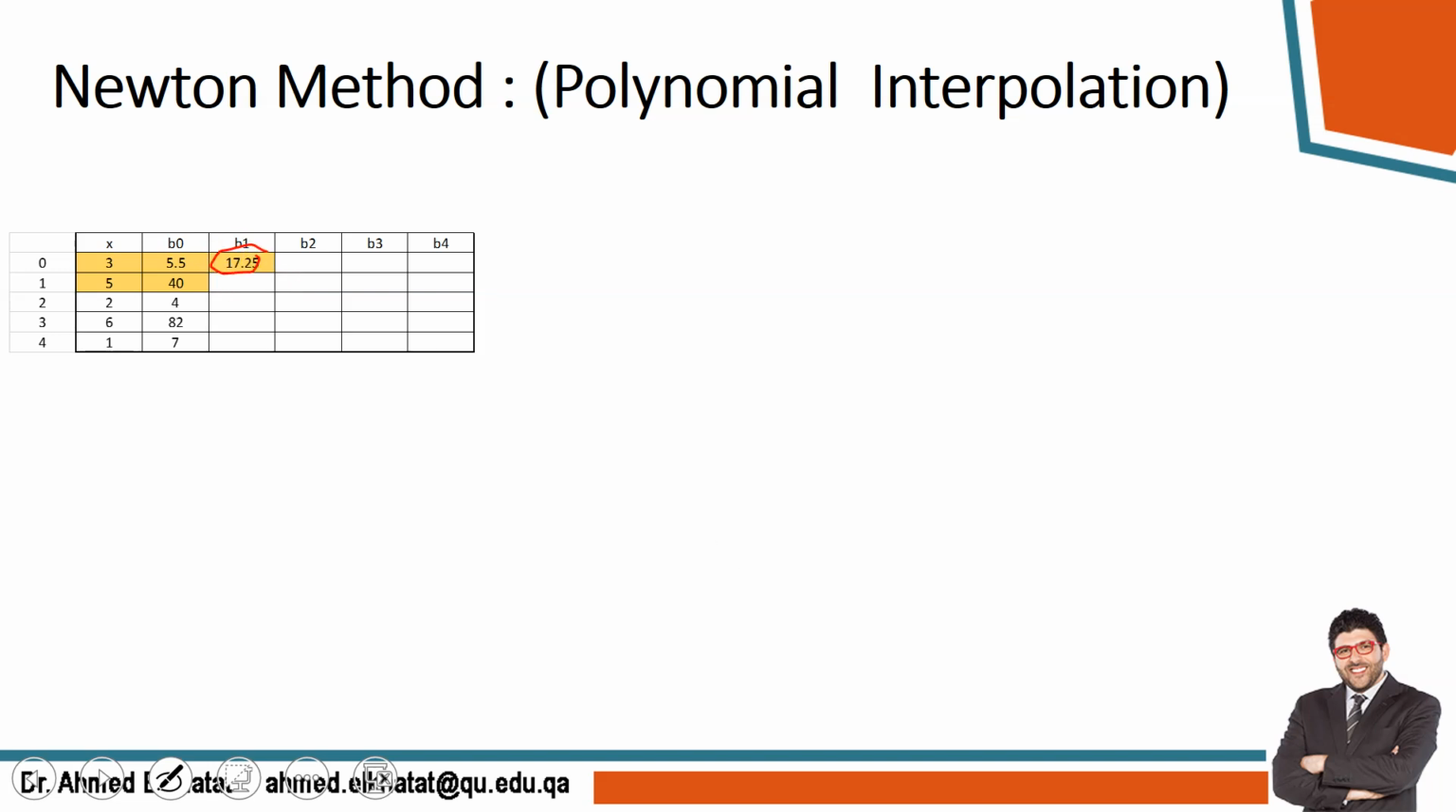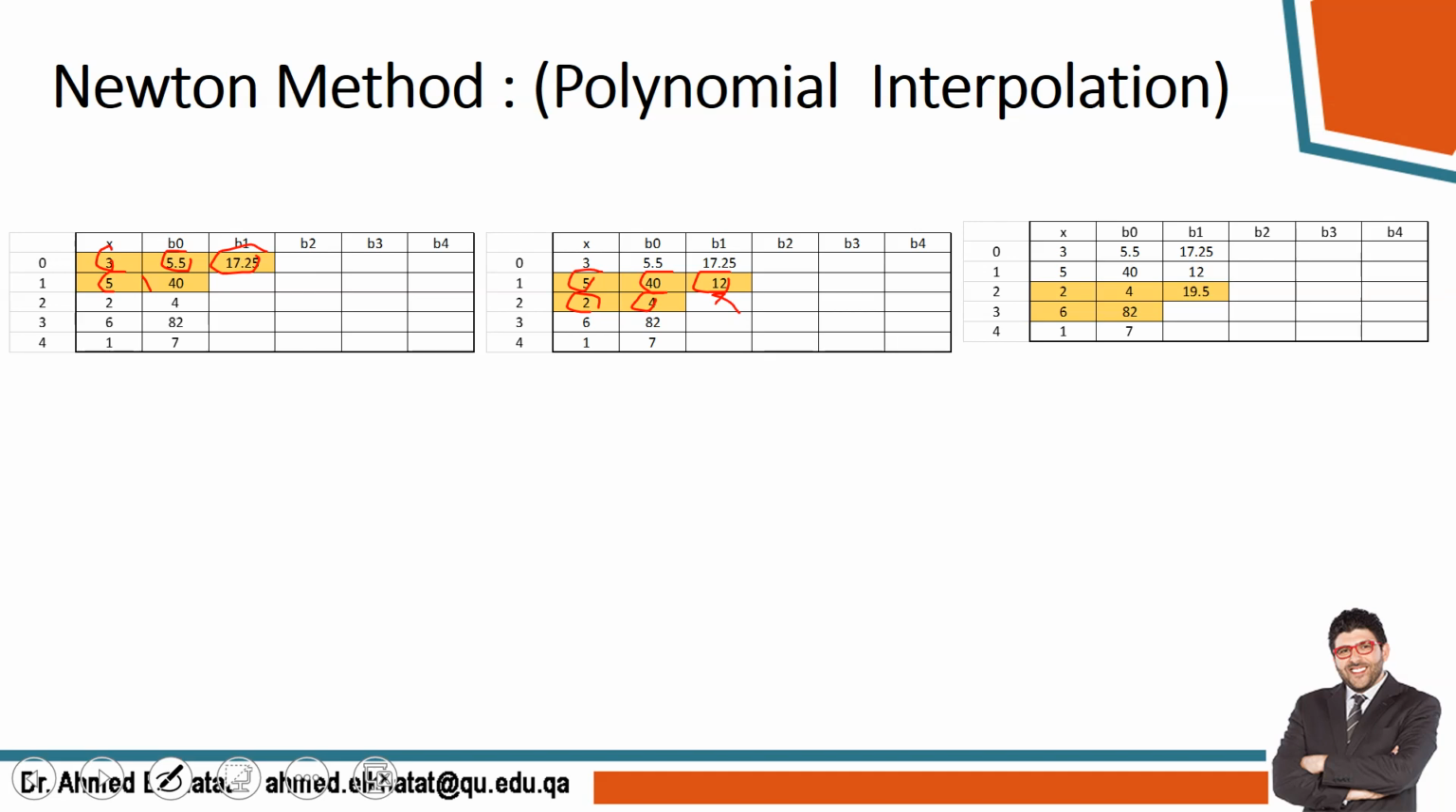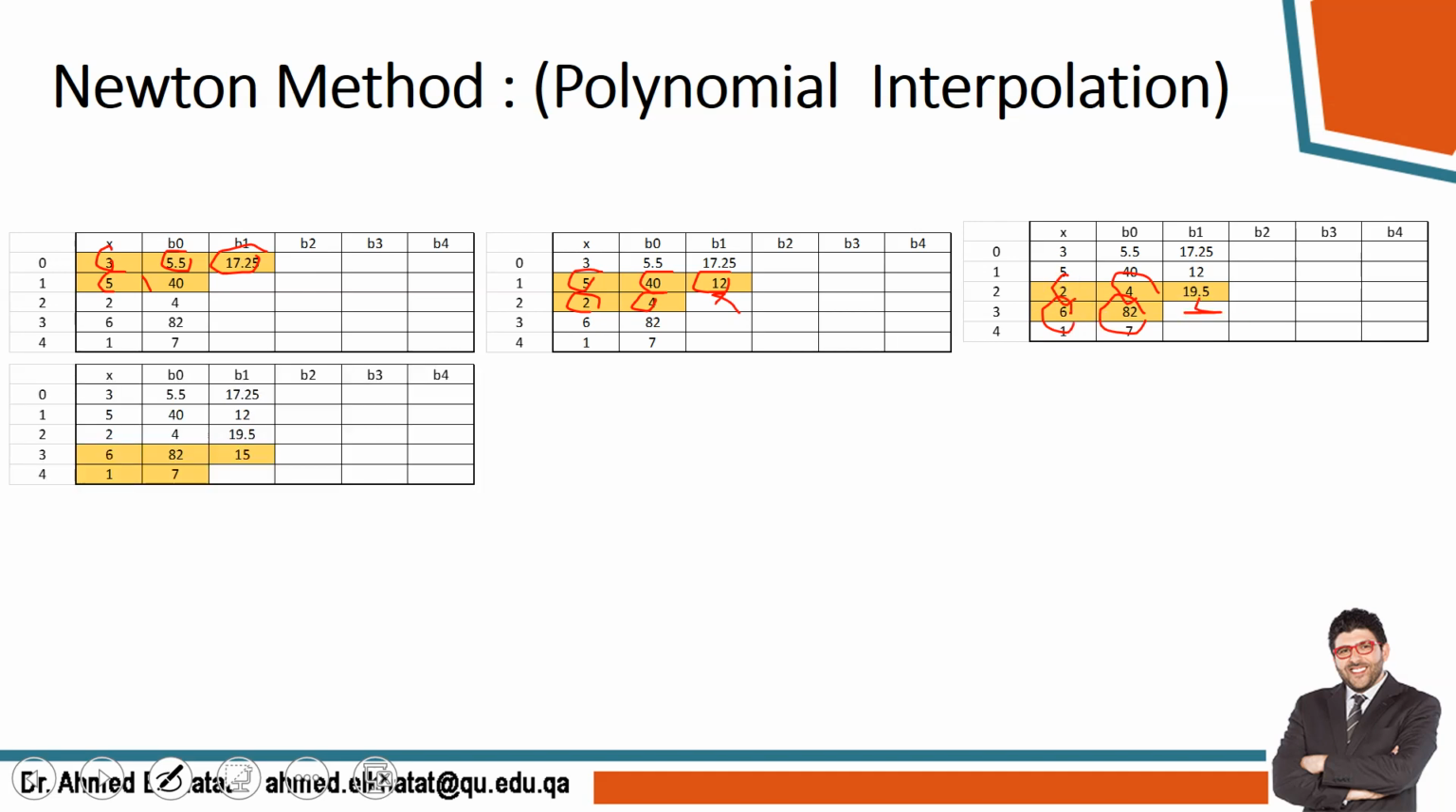To create p1, it is calculated from the slope: 40 minus 5.5 over 5 minus 3. Then calculate the next p1: 4 minus 40 over 2 minus 5. Then calculate the next value: 82 minus 4 over 6 minus 2. Then the next value: 7 minus 82 over 1 minus 6.